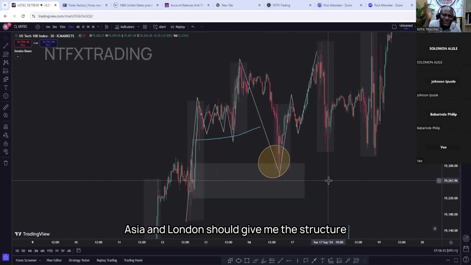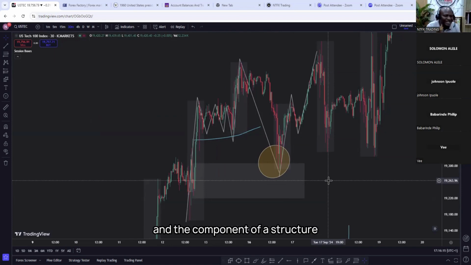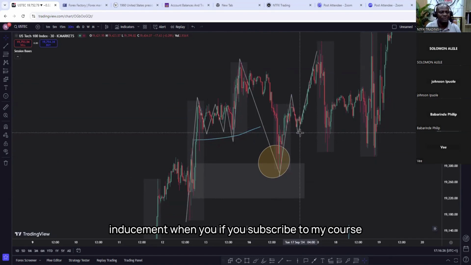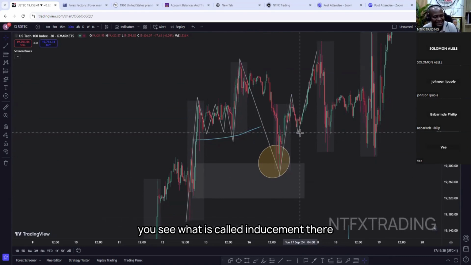Asia and London should give me the structure. And the component of a structure, you must have a push, a pullback that will give you the inducement. Simple. Look at it. Break of structure. Inducement. If you subscribe to my course, you see what is called inducement there. The theory of inducement is liquidity and is clear. So you will get it there.